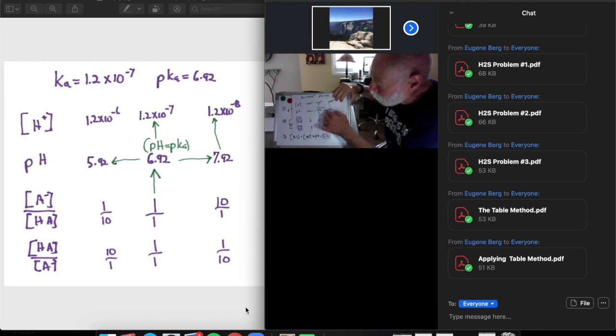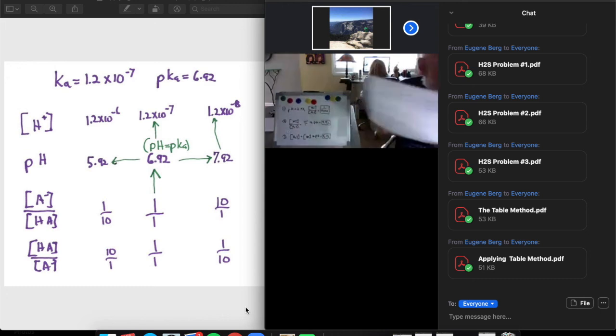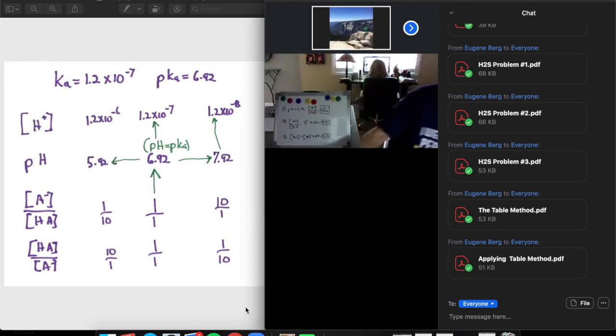Now, I want to prove this particular part to you, because you don't want to just take Berg's word for it. I want to prove it to you. So here's the proof of how the table method works.